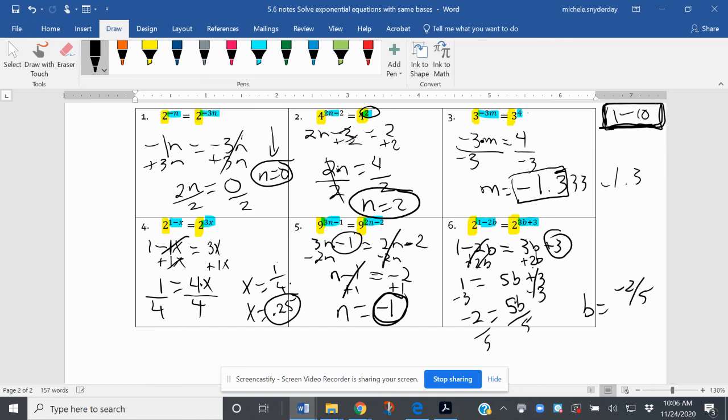So in Canvas, it won't accept a negative 2/5, so I need the decimal equivalent of that. 2 divided by 5 is 0.4. And remember, it's a negative 0.4. So in Canvas, you would put negative 0.4.